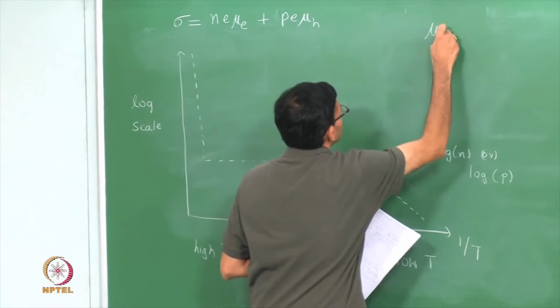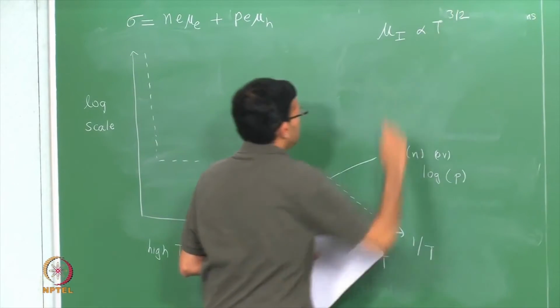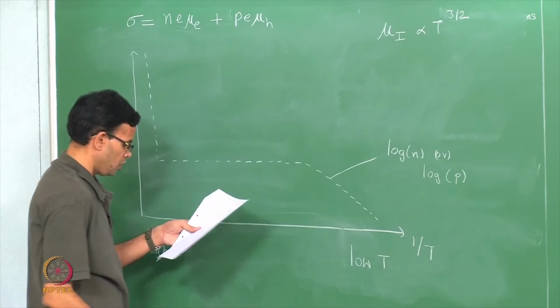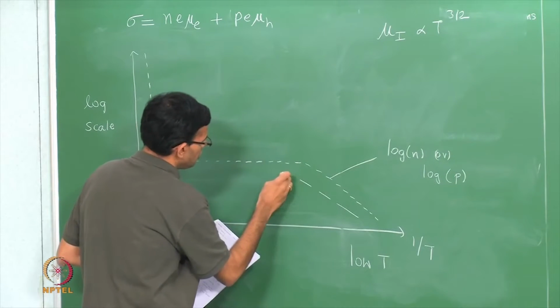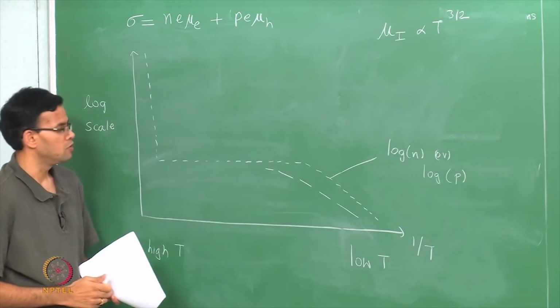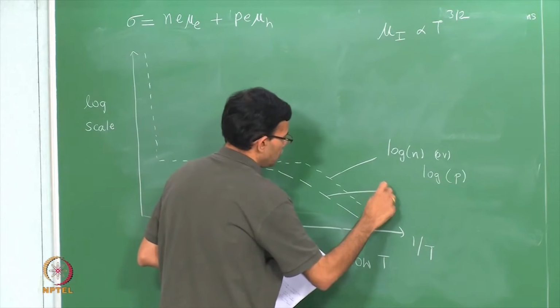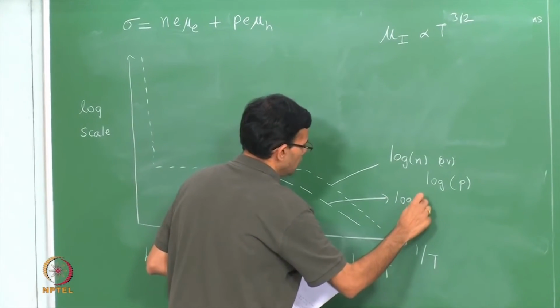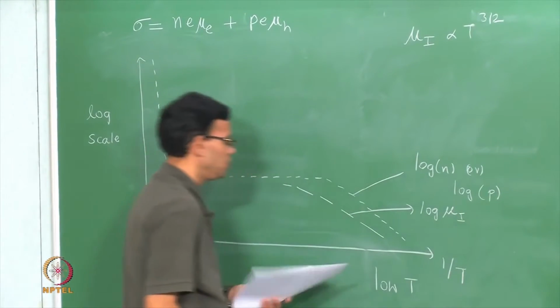Remember, mu I is proportional to T to the 3/2. If you do that, then this is the contribution due to the scattering of the ionized impurities. So, this is log mu at low temperatures. So, it is dominated by impurities.